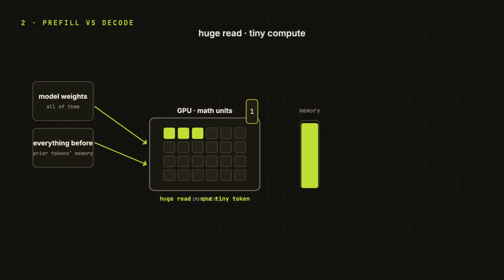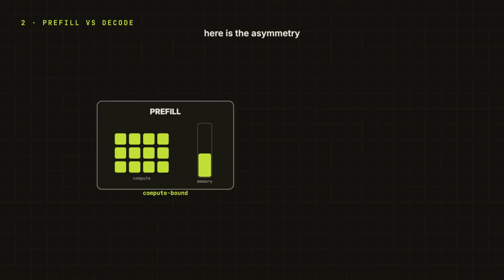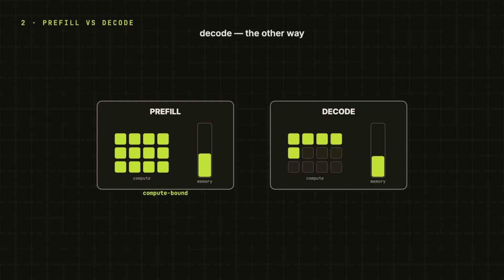That is a lot of reading for one small token to compute. So at a high level, prefill is compute bound and it has plenty of work to keep the GPU's math units full. Decode is often the other way. In practice, it becomes memory bandwidth bound. The GPU is mostly waiting on memory reads and its math units sit half idle.